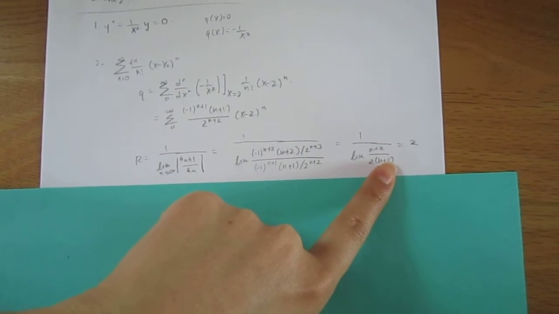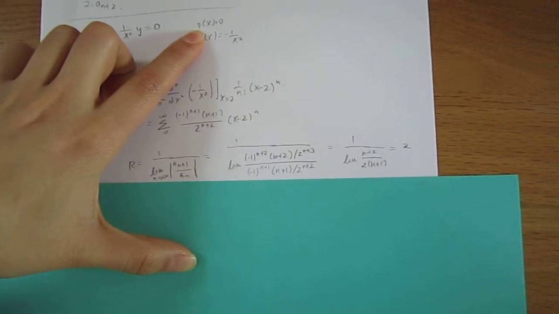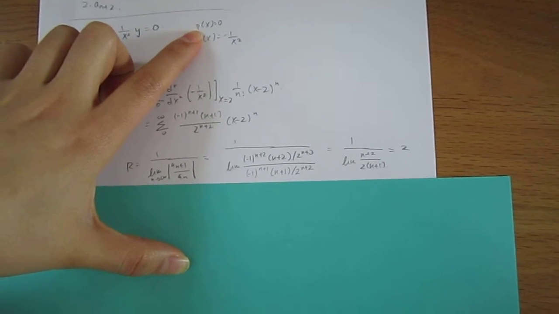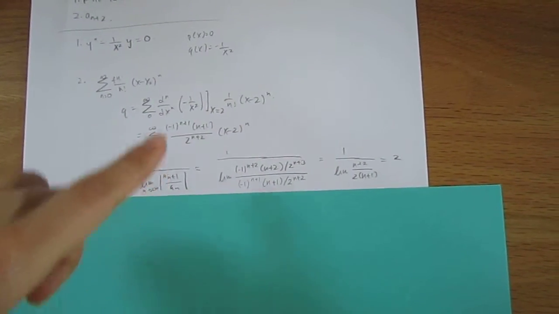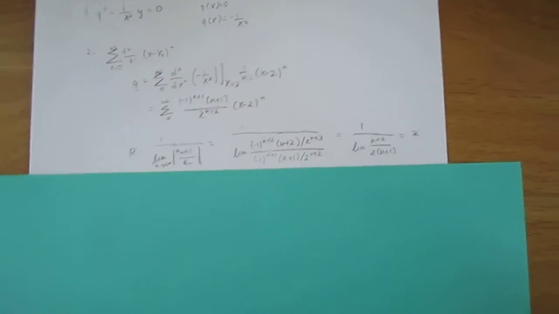So why we didn't evaluate for p of x, the radius of convergence, is that the radius of convergence for a constant polynomial is just infinity. So the minimum of the two radiuses is going to be infinity for p of x and 2 for q of x. So the minimum will be just 2.